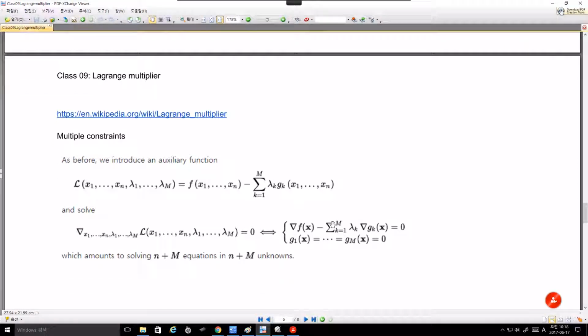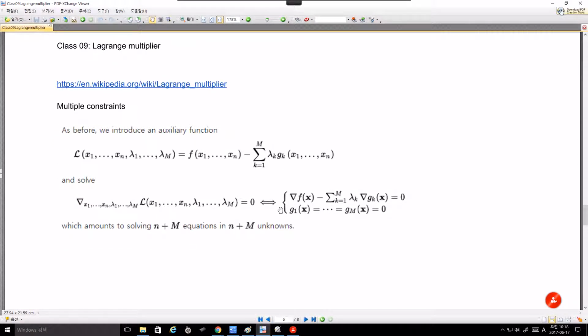Now, how about when we have multiple constraints? This is the one. Basically, still, as I explained, we set up the Lagrangian like this. Now this lambda looks like this. We have multiple lambdas. So we solve del Lagrangian equals 0, which is equivalent to having the same gradient in parallel lines, parallel to each other, and then we have the constraints. We have m constraints, which amounts to solving n plus m equations in n plus m unknowns.